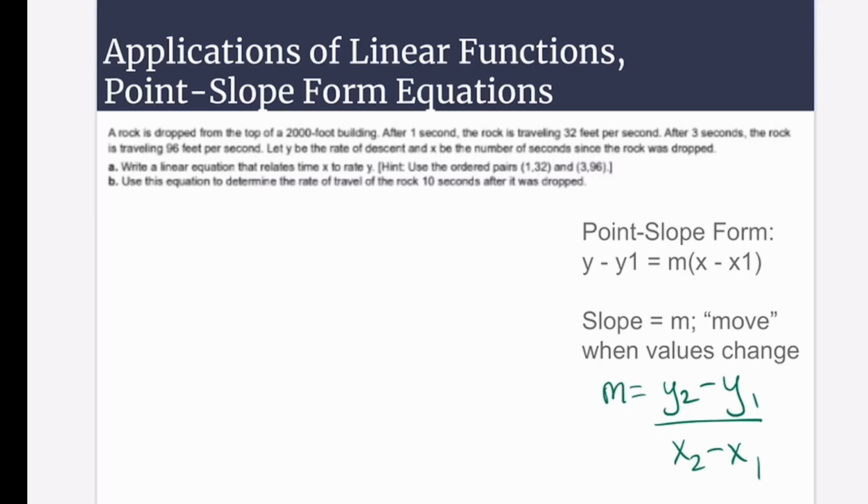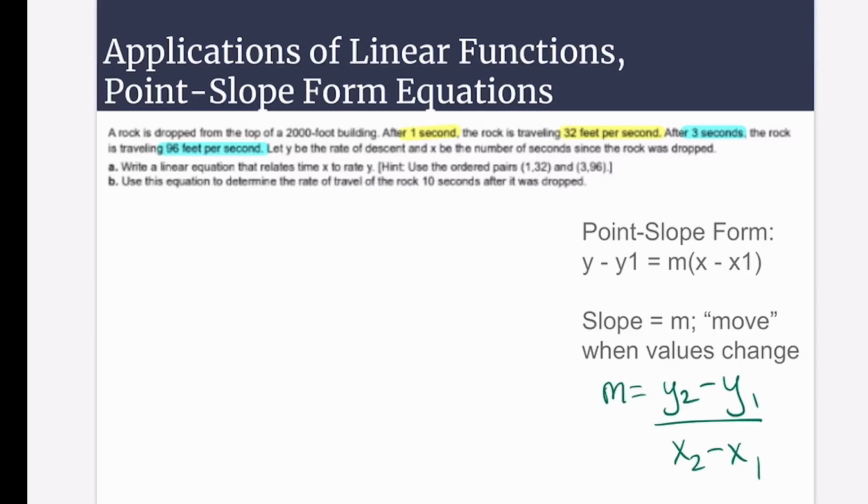So the question says a rock's dropped from the top of a 2,000-foot building. After 1 second, the rock is traveling 32 feet per second. So we have 1 second, 32 feet per second. After 3 seconds, the rock is traveling 96 feet per second. So there's a change here.